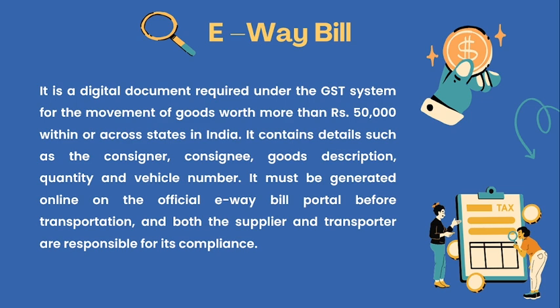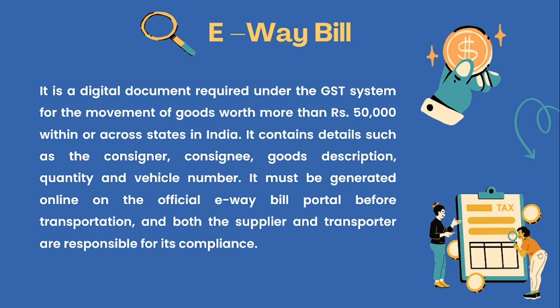An e-way bill must be generated before the movement of goods if the value exceeds rupees 50,000, whether due to a supply, return or branch transfer, and it applies to both interstate and intrastate movements. The responsibility to generate the e-way bill lies with the supplier, recipient or transporter depending on who initiates the movement.